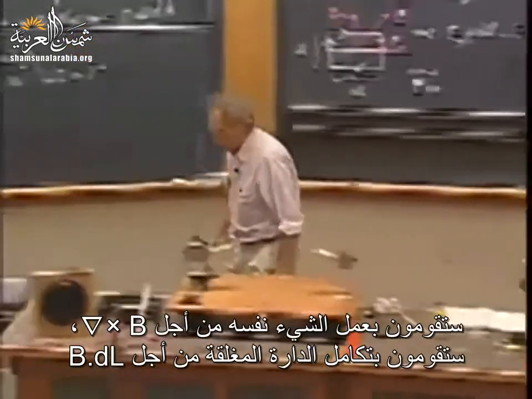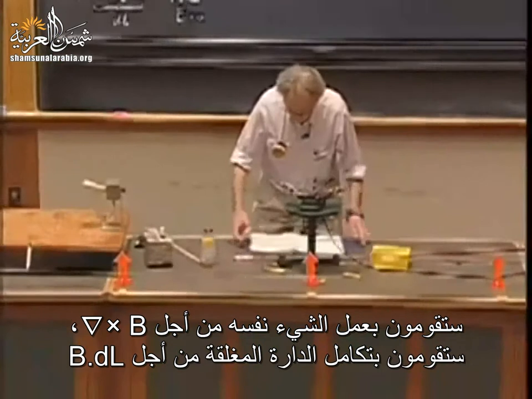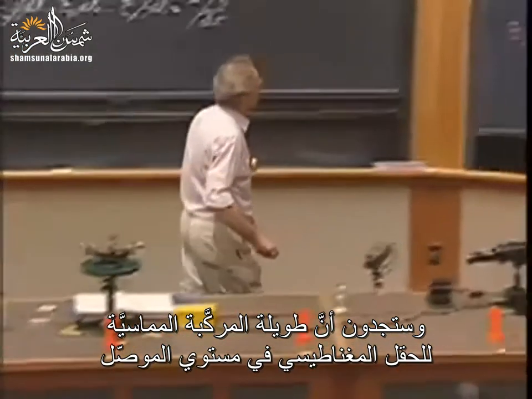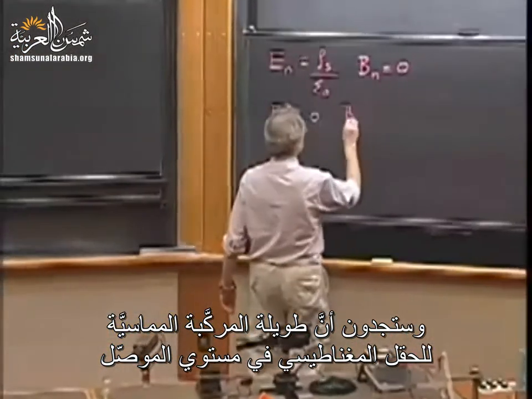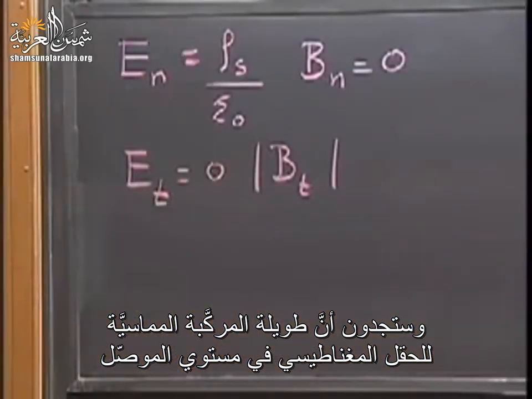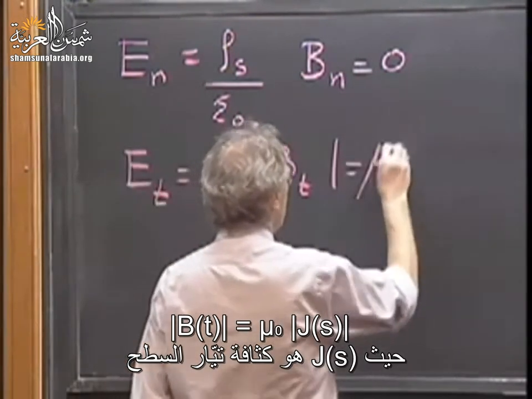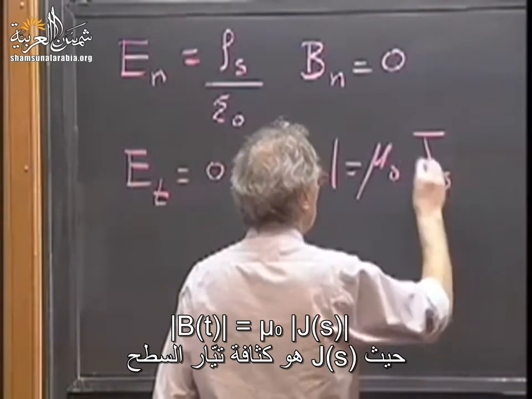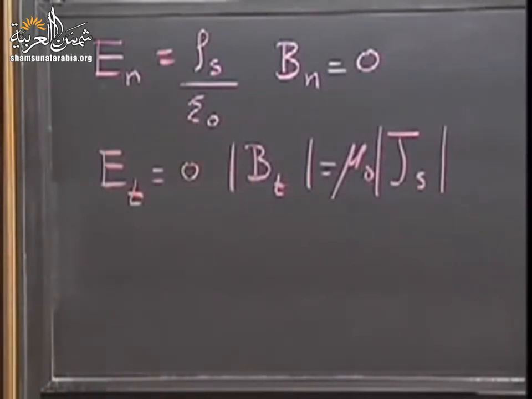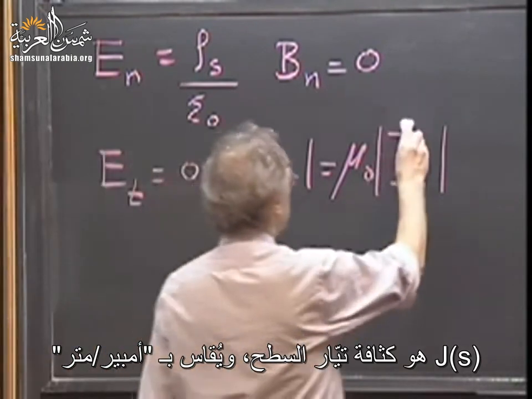And so now there is the curl of B, which is your turn. And so you're going to do a closed loop integral of B dot dl, and you work your way through that. And then you will find that the magnitude of B tangential, that is the component of the magnetic field in the plane of the conductor, the tangential component, that magnitude is mu0 times what we call surface current density. J of S is a surface current density, and it has units amperes per meter.